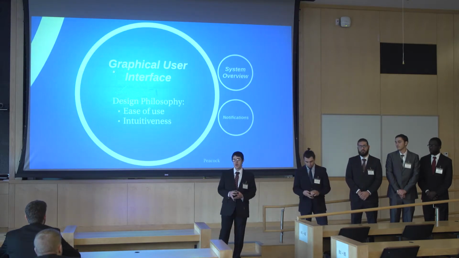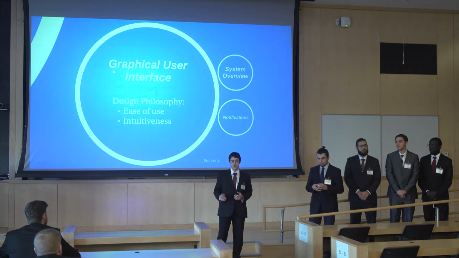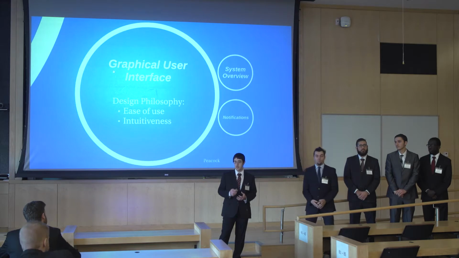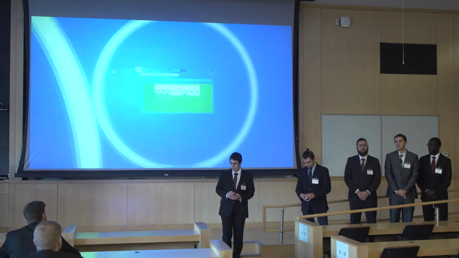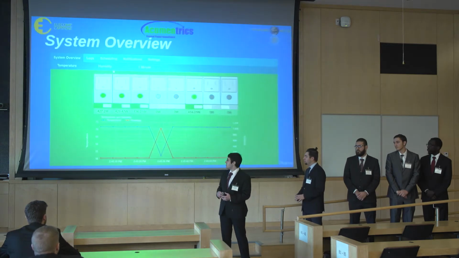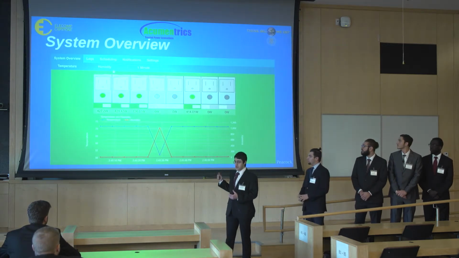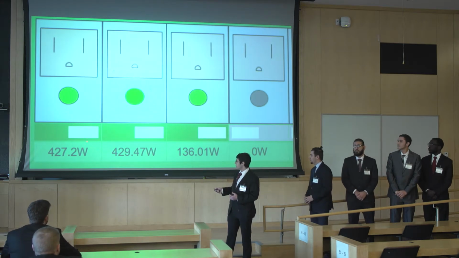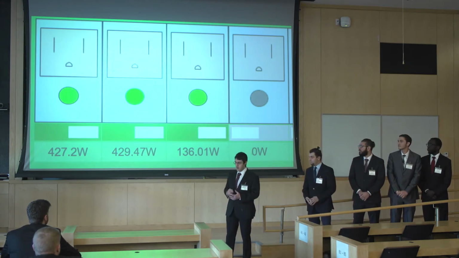Over on the client side, we started development on a graphical user interface, or GUI. When developing this, we kept in mind ease of use and intuitiveness. Shown here is our main page, the system overview, which we designed to give the most pertinent information to the viewer, such as the on-off states of the applets, as well as the power currently being drawn from each applet.